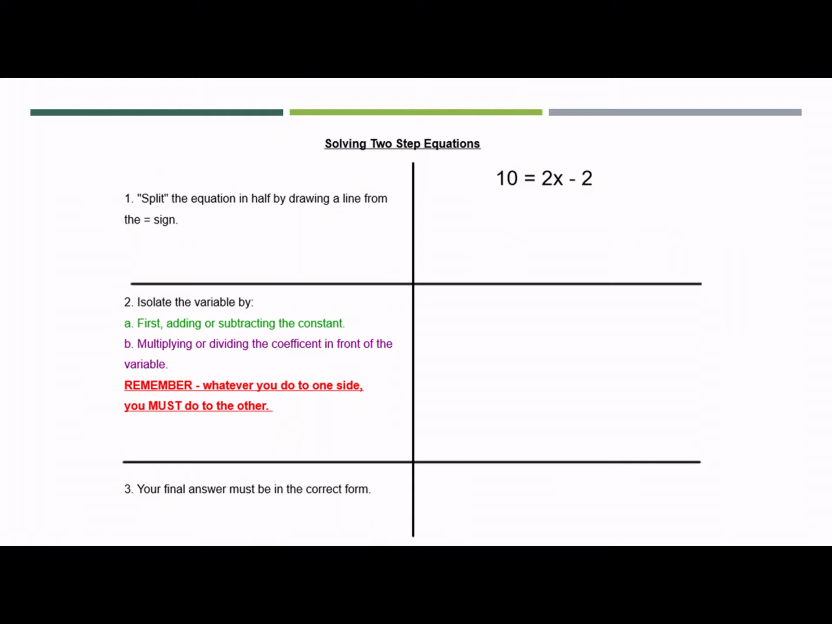Now we're going to talk about two-step equations, okay? So really similar. We're going to start by splitting the equation in half by drawing a line at the equal sign, right? So now, just like before, I have a left-hand side and then a right-hand side. But now I have a 10 on the left-hand side, and I have this whole part on the right-hand side, right? 2x minus 2. So I have more stuff, kind of.